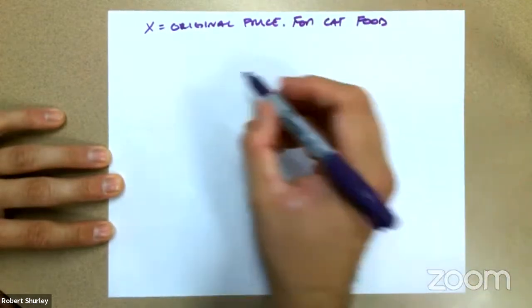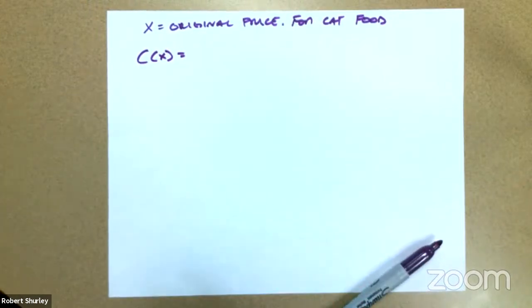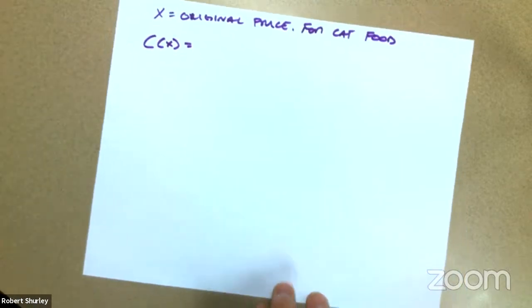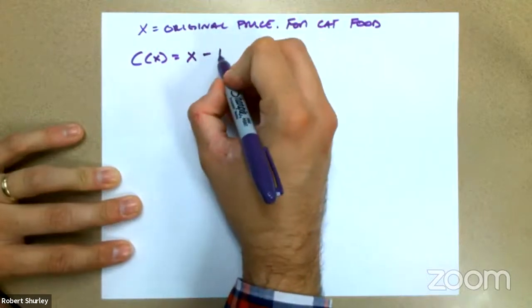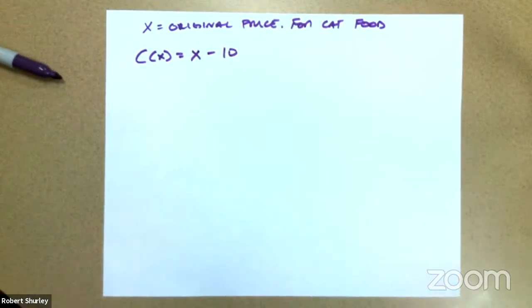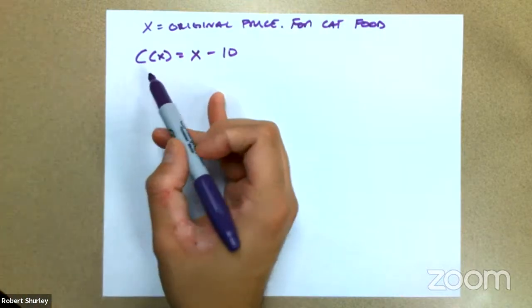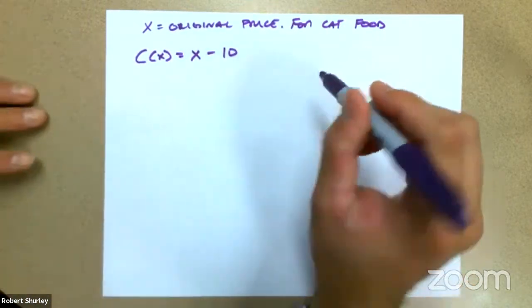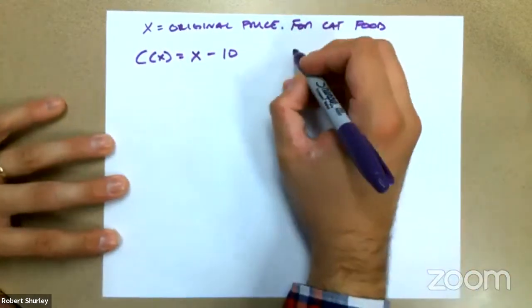So we're going to do two functions here. We're going to do a coupon function that we got in the mail that said if you buy 80 pounds of cat food, you can get $10 off. But we'll say it's X minus 10. You got to buy the fancy cat food, and then you get $10 off if you buy so many pounds of it. So that's our coupon function. And I labeled it C of X for coupon.